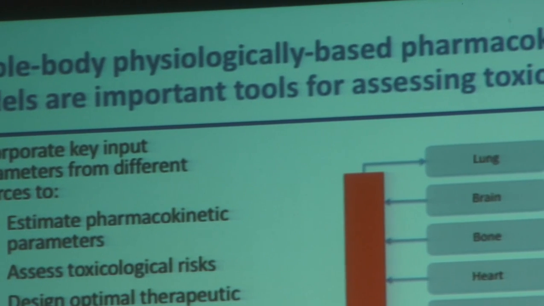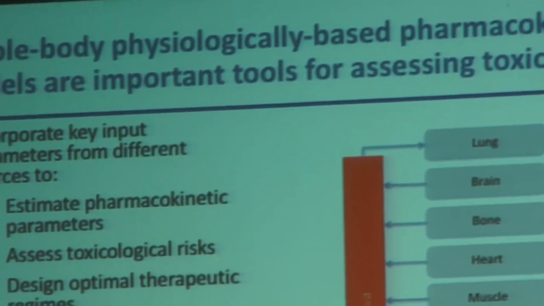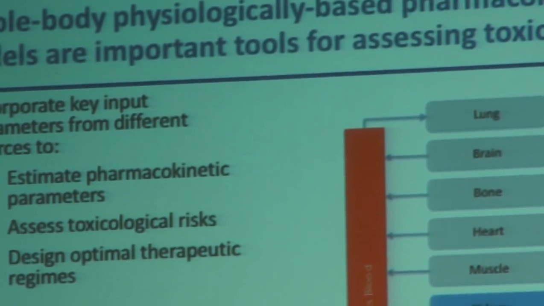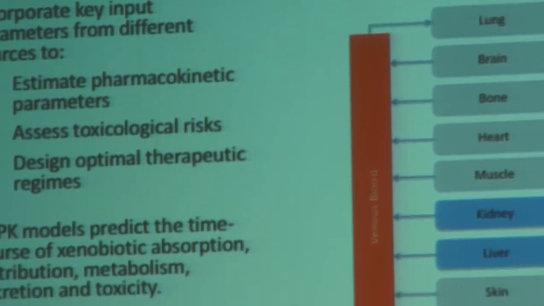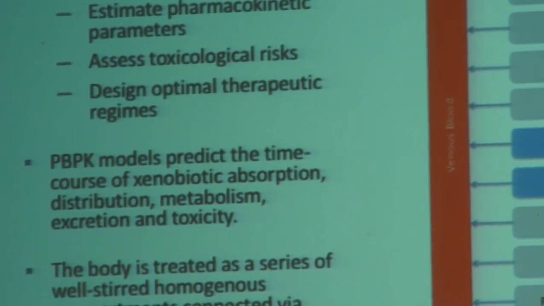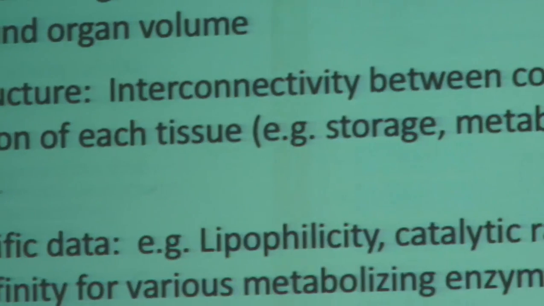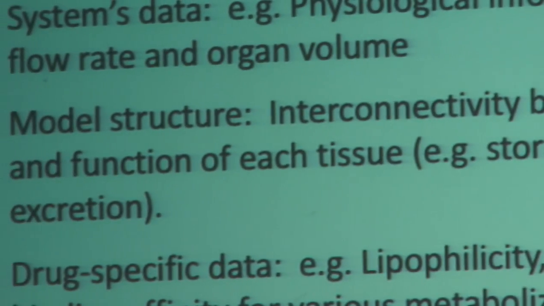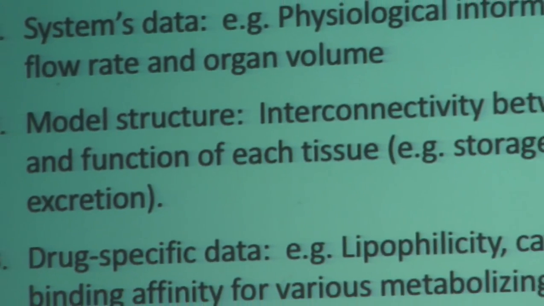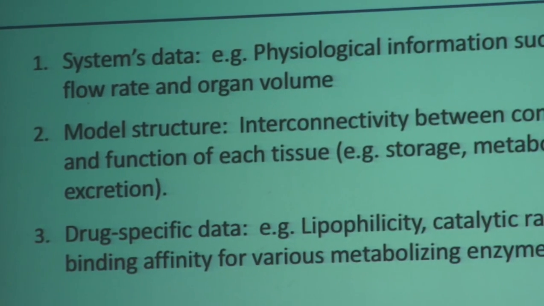In reality, that's not the case, but that's an abstraction that we make. And of course, everything is connected together via flow of blood. So a lot of detail is taken out in order for us to be able to actually simulate these. These models require 3 different types of data. The first 2 are pretty easy.